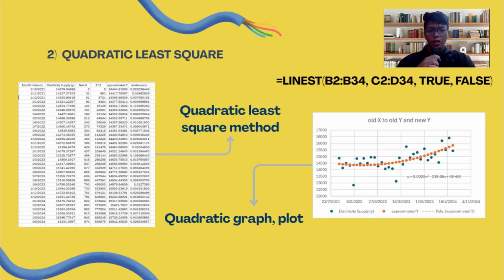For the next slide, the quartic degree 4 least square. This slide shows the application of the degree 4 least square method. In this method, we use a 4th degree polynomial to fit the electricity consumption data. The table displays the calculated values of x squared, x cubed, and x to the power of 4, which are used in the least square calculation.